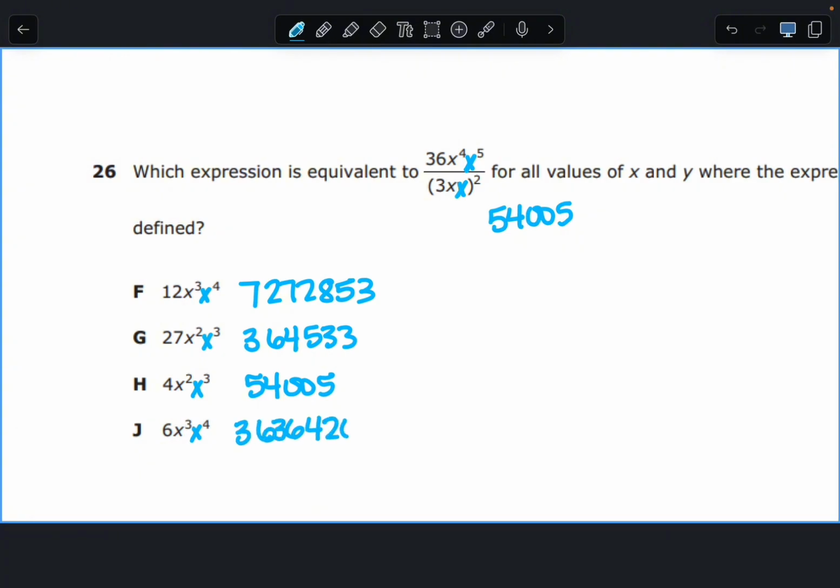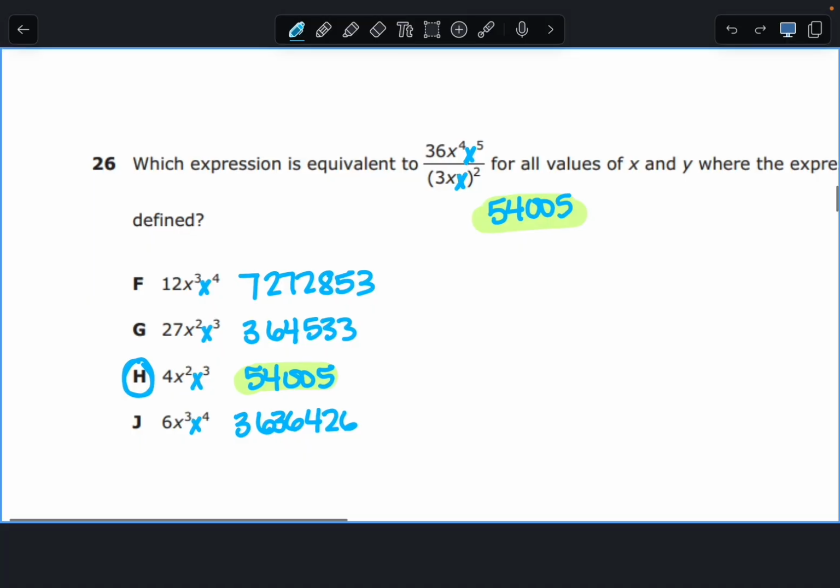H. Your answer is H. And you just did that without having to remember all of the exponent rules. You're welcome. All right, next.